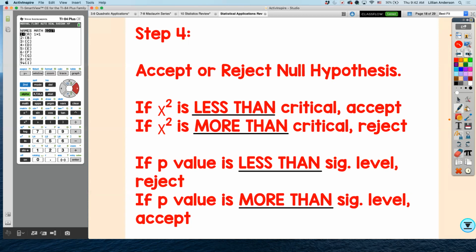So you compare your chi-squared test statistic to your critical value to accept or reject your null hypothesis. But if you're not given a critical value, you'll have to compare your p-value to your significance level. You find the p-value the same time you find your chi-squared test statistic. If the p-value is less than the significance level, then you reject. But if your p-value is greater than your significance level, you accept. Again, you need to know this.